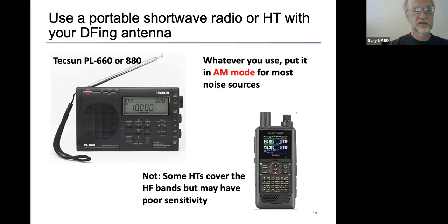Some handy talkies cover the HF bands. My D74, I tried it out, and I didn't think the sensitivity was very good in the HF bands compared to my little Radio Shack shortwave receiver, but it may be good enough. It's worth a try. Most important, you want to put it in AM mode or SSB if that's all you have, because again, all the noise tends to be amplitude in nature. If you have it on FM, it'll tend to reject most of the noise. So you really want AM to hear things buzzing, popping, and snapping when you walk around with a radio like this.